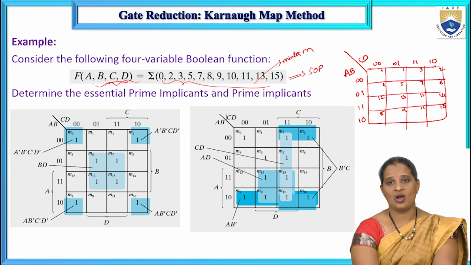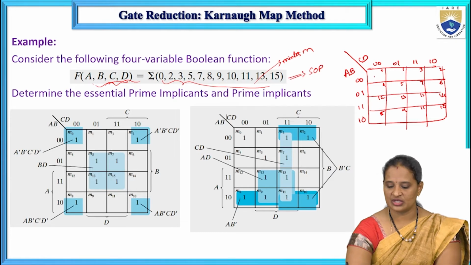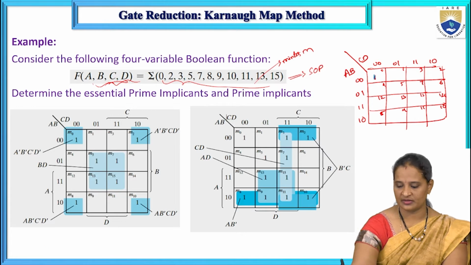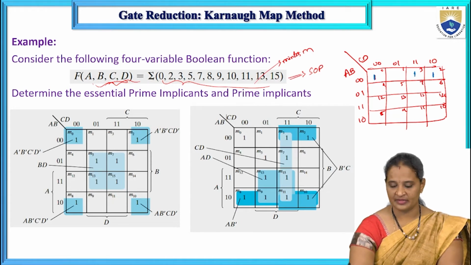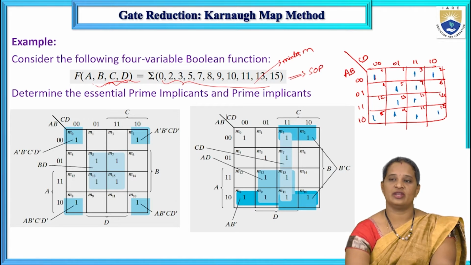Now mark all the respective cells of these min terms with 1 in the K map, because this expression is in the form of SOP. I'm using another color in order to identify the difference. So 0, next is 2, next 3, and then 5, 7, 8, 9, and then 10, 11, 13, 15. So this is the mapping of the Boolean expression.